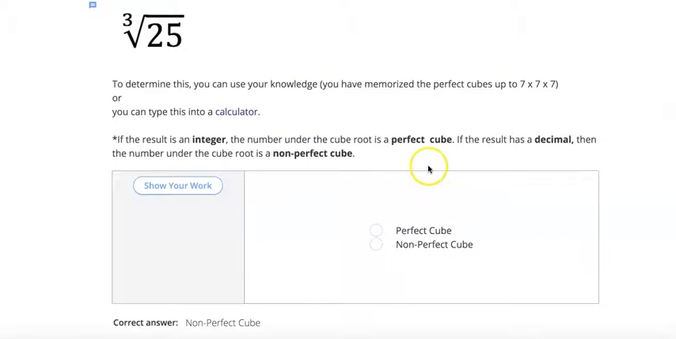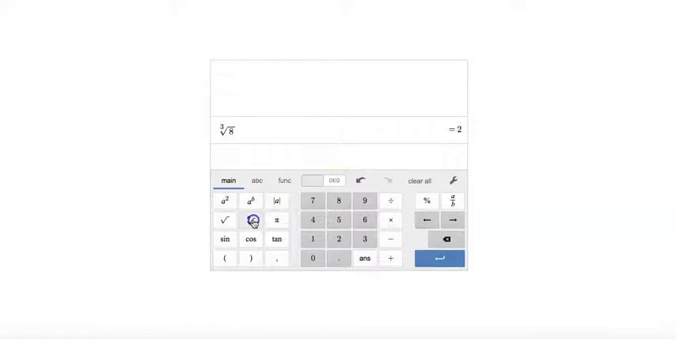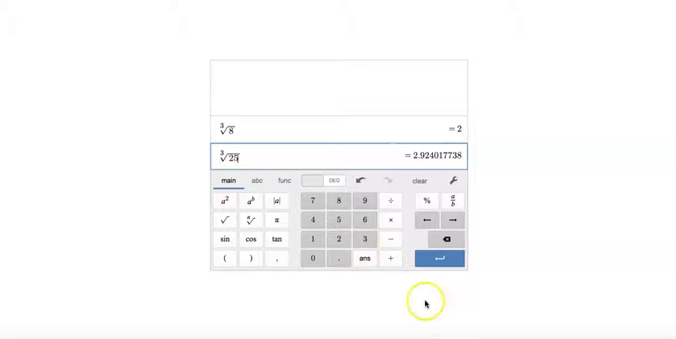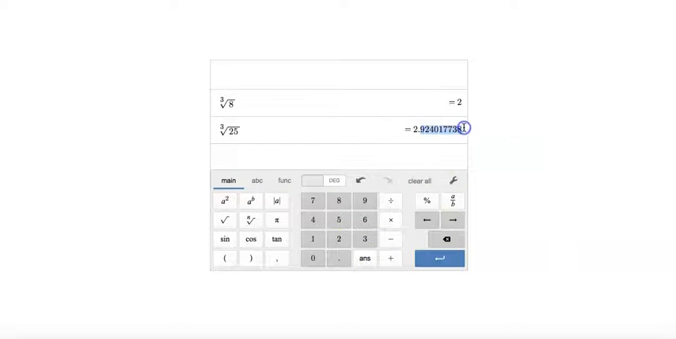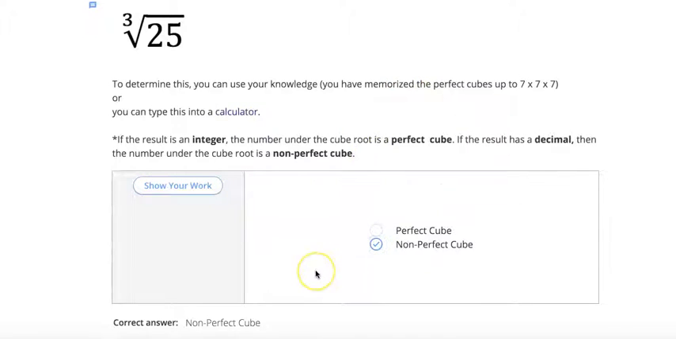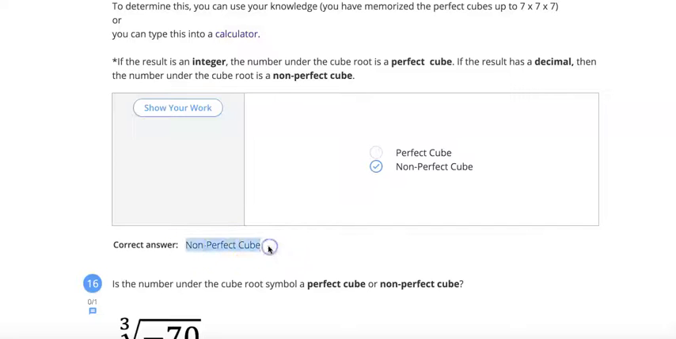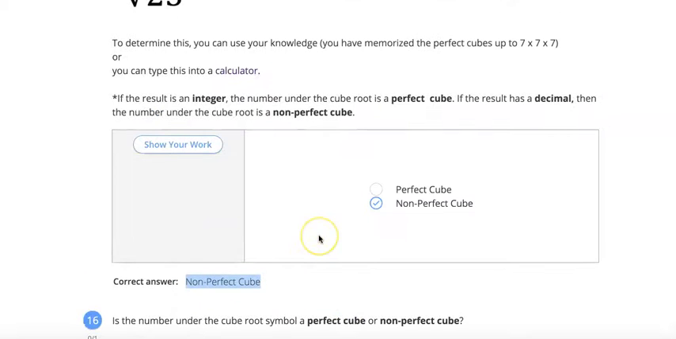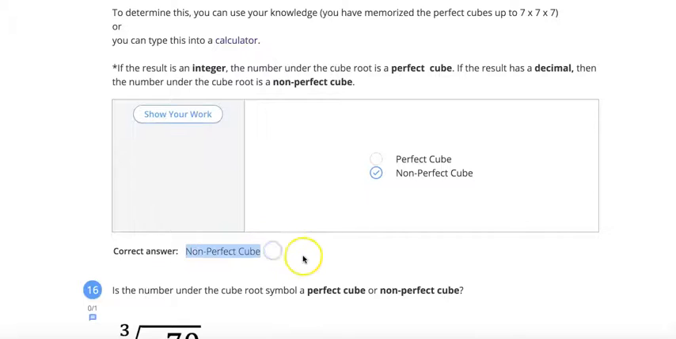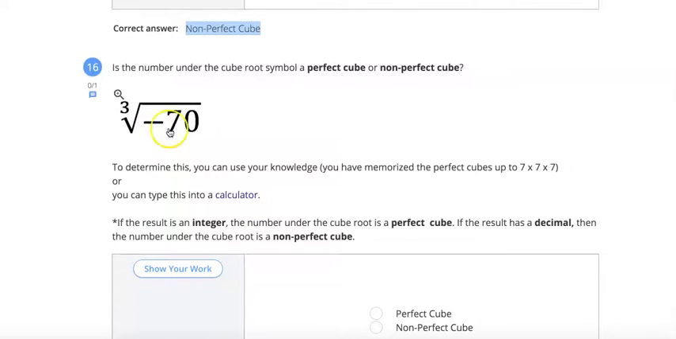And let me prove it to you by typing it into the calculator. The cube root, so I type a 3 here, of 25. Oops, didn't mean to do that. I need to go under the cube root. 25. Look, we get a number that has a decimal. And this decimal expansion, you're going to have to trust me, goes on forever, and there's no pattern. So if you take the cube root of a non-perfect cube, the decimal expansion goes on forever and has no pattern. So this is a non-perfect cube, and I got that right. I already submitted this so that I could look back at the answers to check my work. So non-perfect cube.